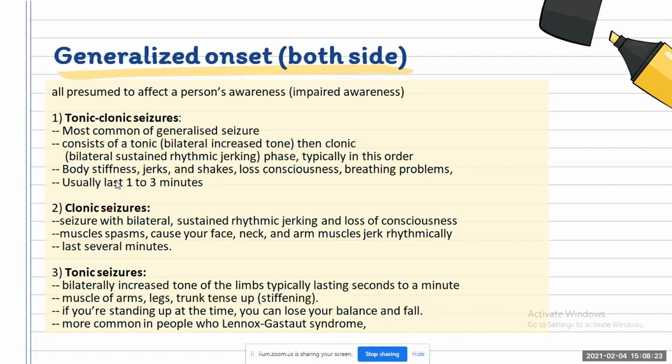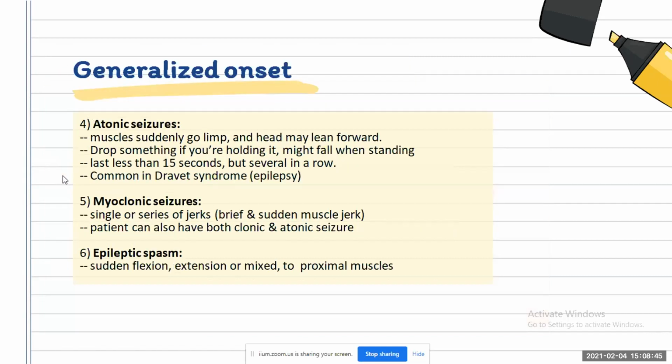but the first one is the tonic-clonic seizure, which is the most common among the generalized seizures. It consists of the tonic and the clonic, which I already explained before. But the difference is that in the generalized onset, it involves the bilateral side. So the rest, like the clonic and the tonic, is just the same. The atonic, myoclonic and epileptic spasm are the same as the focal one.